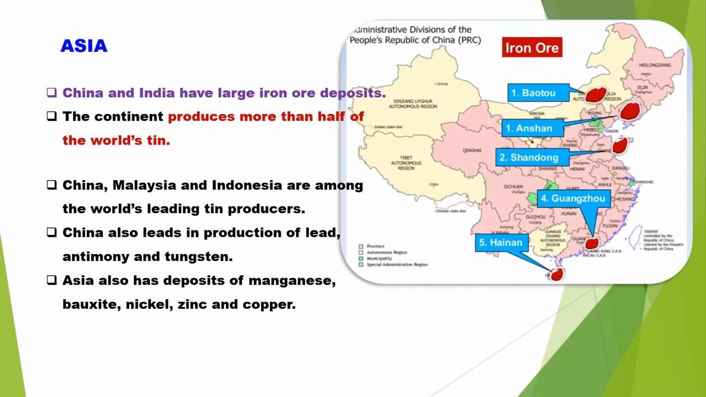Besides iron ore and tin, we also have a lot of minerals like tungsten, bauxite, nickel and copper, where China, Malaysia and Indonesia are among the world's leading tin producers.